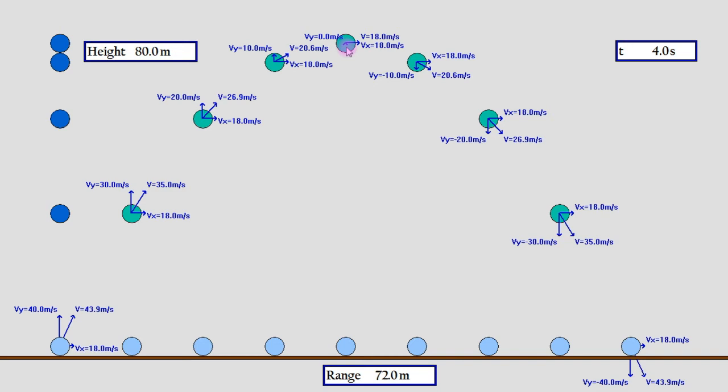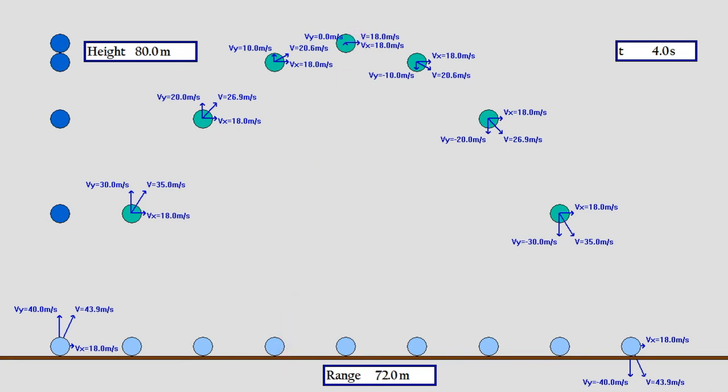Now, one other thing to remember, at the top of the projectile's path, it's still only got one force acting on it, and that's its weight. Therefore, it still only has one acceleration, and that is the acceleration of gravity trying to pull it back down. The acceleration of gravity the entire time, from the first all the way to the 4th second, has always been a negative 10 meters per second squared.